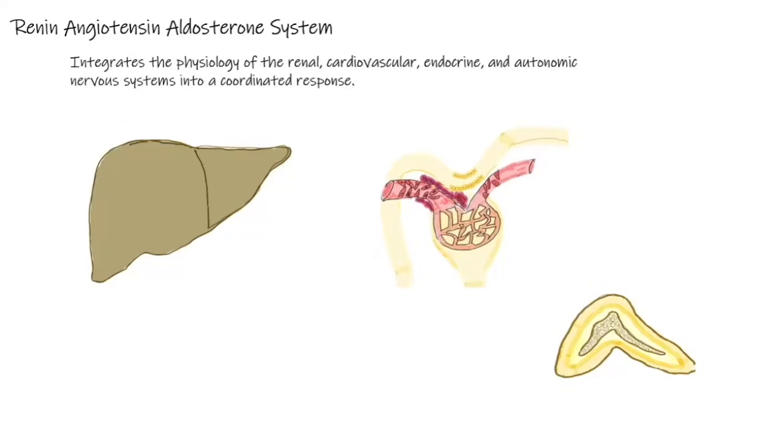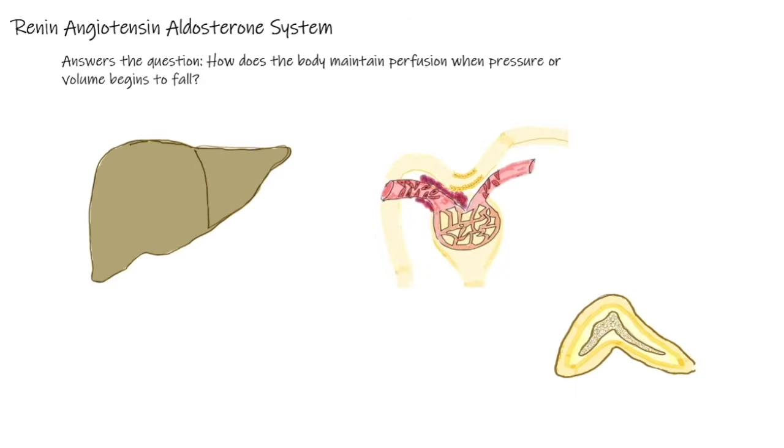The Renin-Angiotensin-Aldosterone System is a system which integrates the physiology of renal, cardiovascular, endocrine, and the autonomic nervous system into a coordinated response. This system answers the question, how does the body maintain perfusion when pressure or volume begin to fall? Let's start with the components that play a role in the Renin-Angiotensin-Aldosterone system.